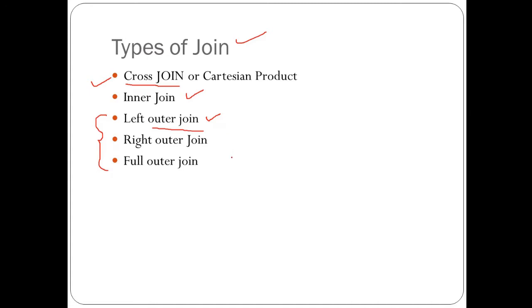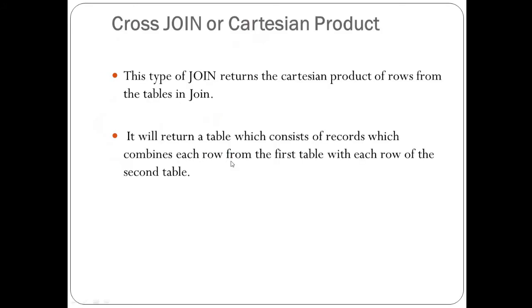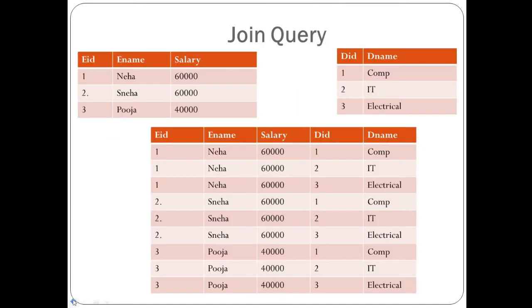First we'll discuss an example of tables for cross join. Cross join or Cartesian product is a type of join which returns the Cartesian product of rows from the tables in join. It will return a table which consists of records which combine each row from the first table with each row of the second table. For example, if we have the first table as employee and the second table as department, in case of Cartesian product, the result of join will consist of each record associated with a record from the second table.